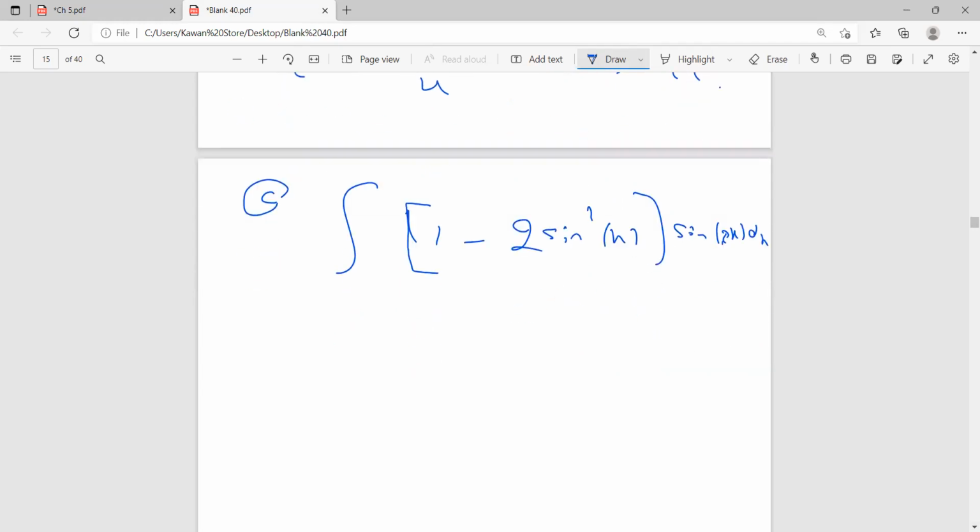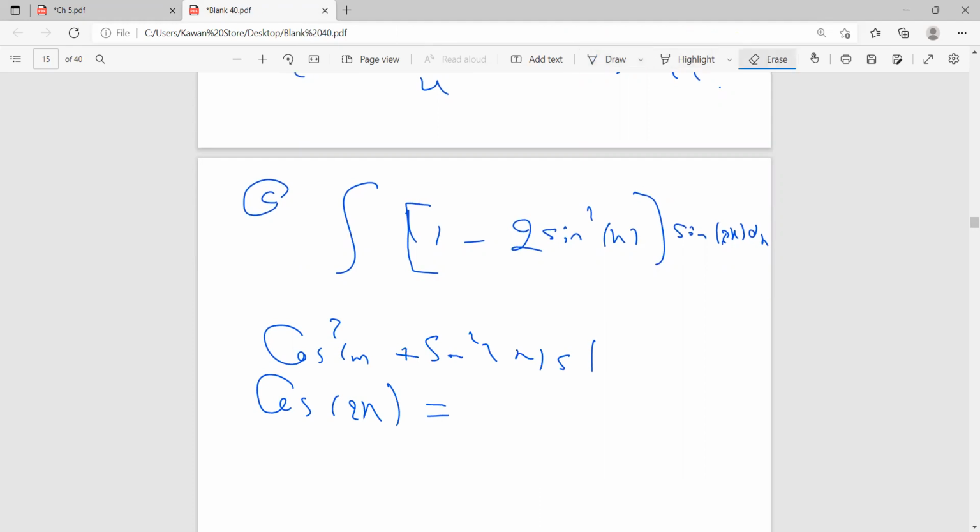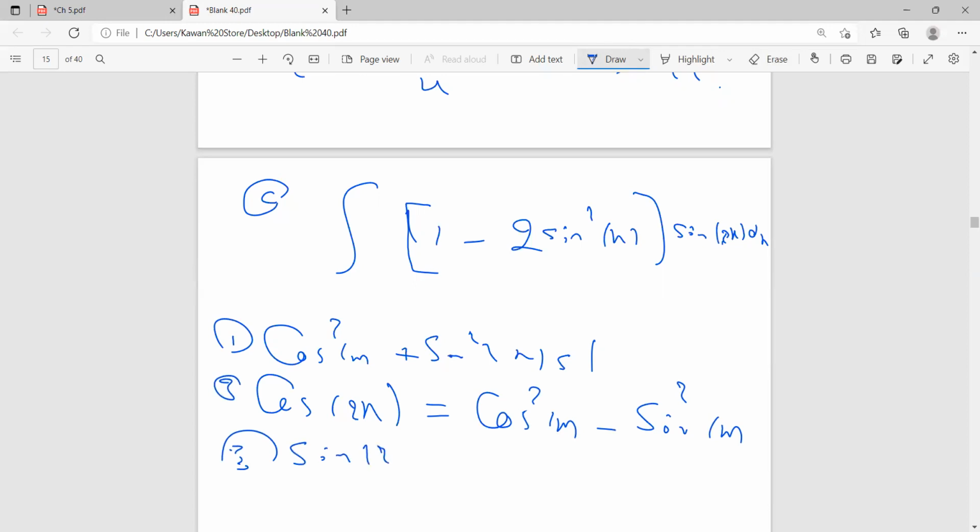Yalla. You need many things here. First, cosine square of x plus sine square of x is equal to what? Second, cosine 2x is equal to what? Cosine square x minus sine square x. The third: sine 2x is equal to what? 2 sine x cosine x. You are right. All this information is needed to solve that one.